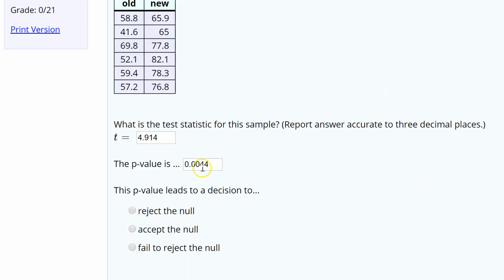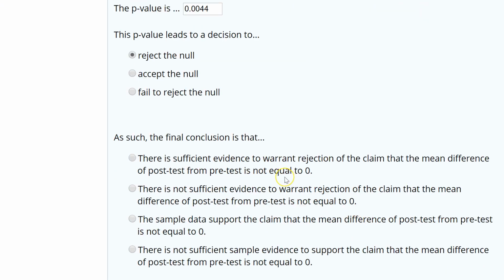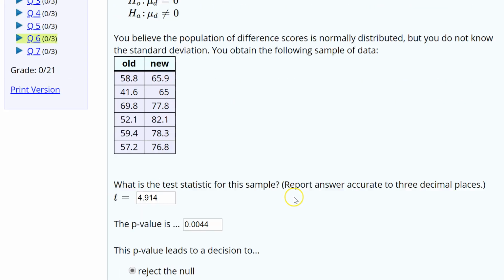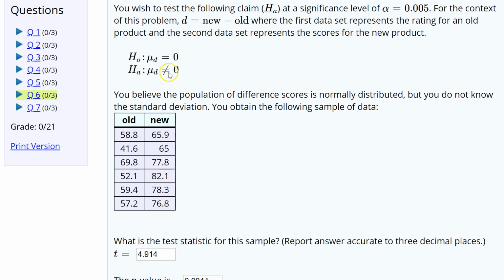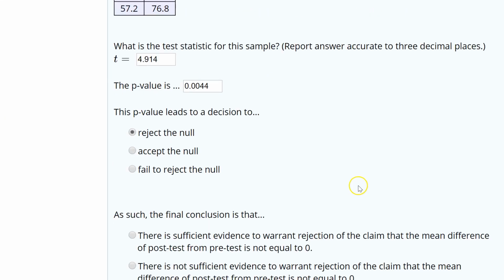So it looks like this is less than alpha. So since our p-value is less than alpha, we will reject the null hypothesis. What does that mean? Is there sufficient evidence to show that the alternative is true? And our alternative is the fact that there is a difference between the new and old scores.